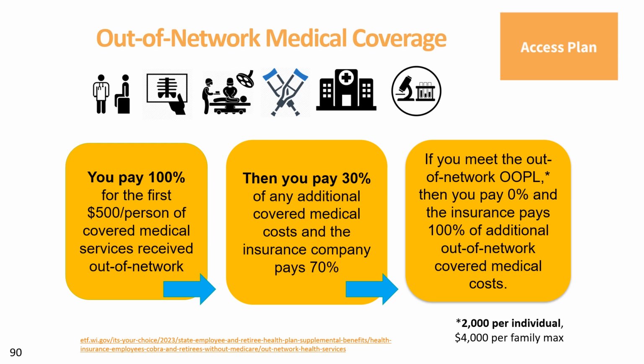If you enroll in the Access plan with its nationwide network, the out-of-network coverage is a bit different than the health plan itself. Under the Access plan, if you go out of network, it's allowed, even if it's not an emergency or even if it's not an urgent care need. However, your expenses will be higher than if you'd stayed in your network. You pay the first $500 for covered medical services received out of network, and then the coinsurance is 30% your expense, 70% the insurance company, and you continue to pay your 30% until you've reached a $2,000 out-of-network limit.